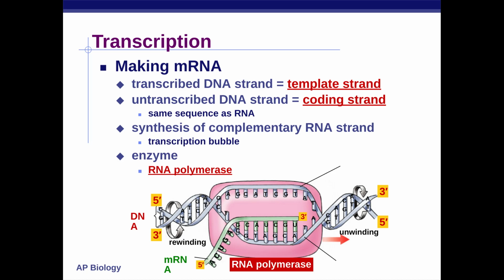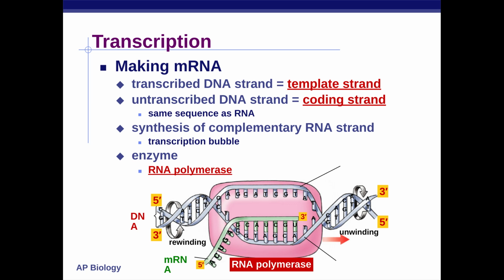So what we need to know is that the strand that acts as the template, or the sequence on which your complementary messenger RNA strand is created, is called the template strand, otherwise called the antisense strand, and the untranscribed DNA strand is called the coding strand or the sense strand because it has the same sequence as the RNA.